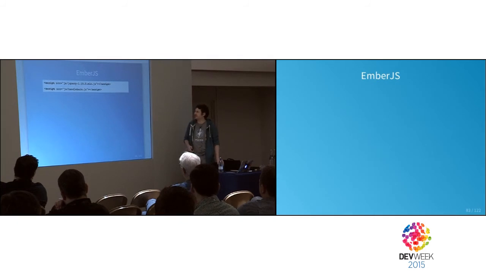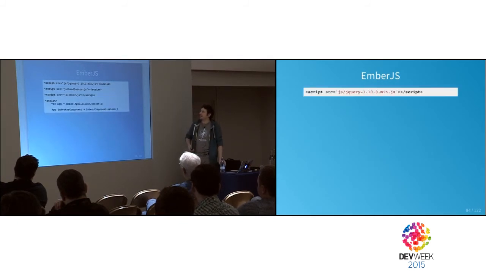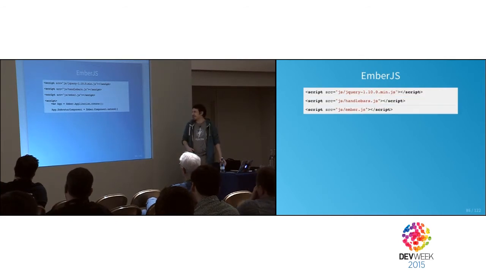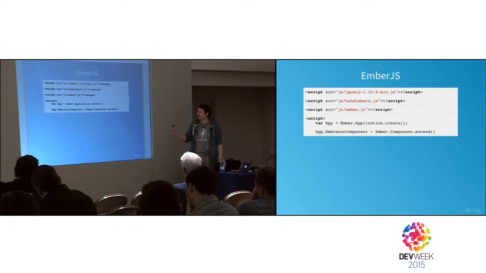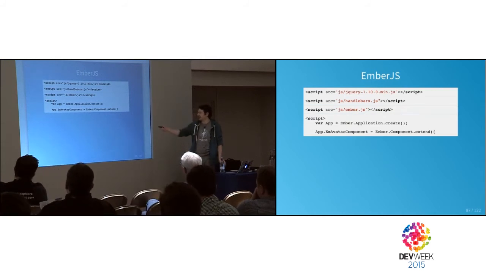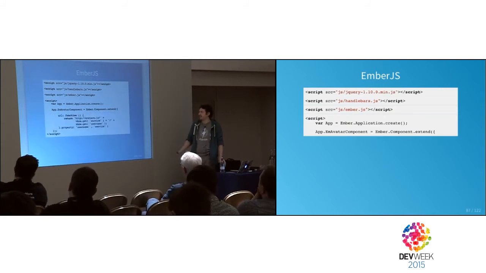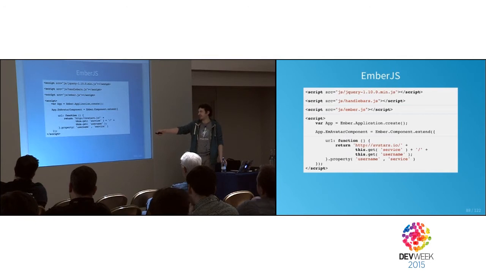So Ember has components. It has a bunch of dependencies, which would be nice if they were brought in with an HTML import. We create an application. Now, Ember has a specific set of conventions to create components. So we're saying em-avatar component, and then we Ember.Component.extend. We're saying we're building a URL, which is avatars.io, this.getService, this.username. And we're also saying that we've got 2 properties, username and service.